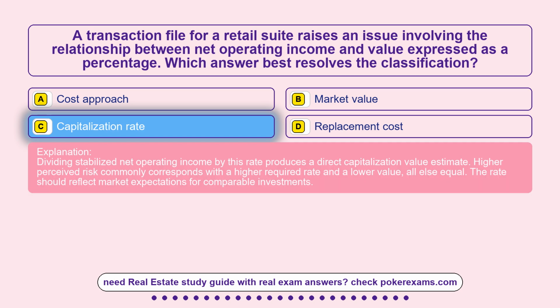Dividing stabilized net operating income by this rate produces a direct capitalization value estimate. Higher perceived risk commonly corresponds with a higher required rate and a lower value, all else equal. The rate should reflect market expectations for comparable investments.